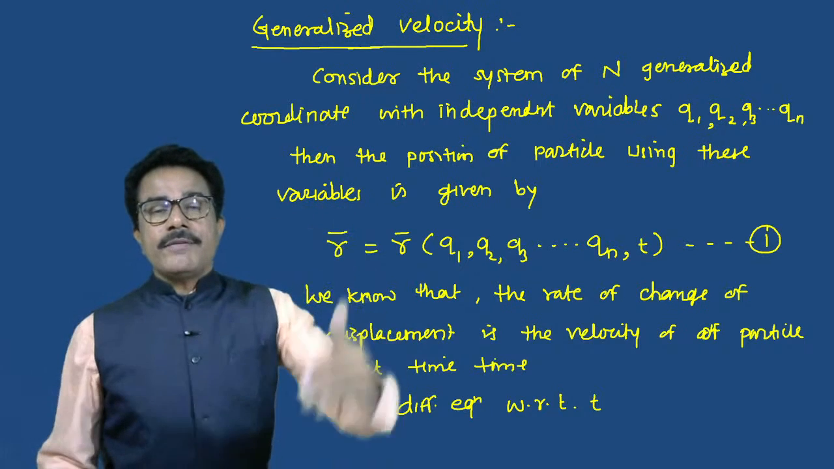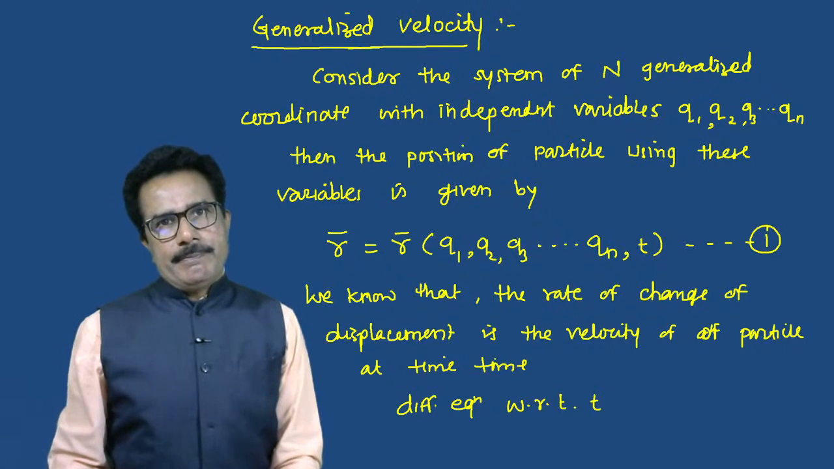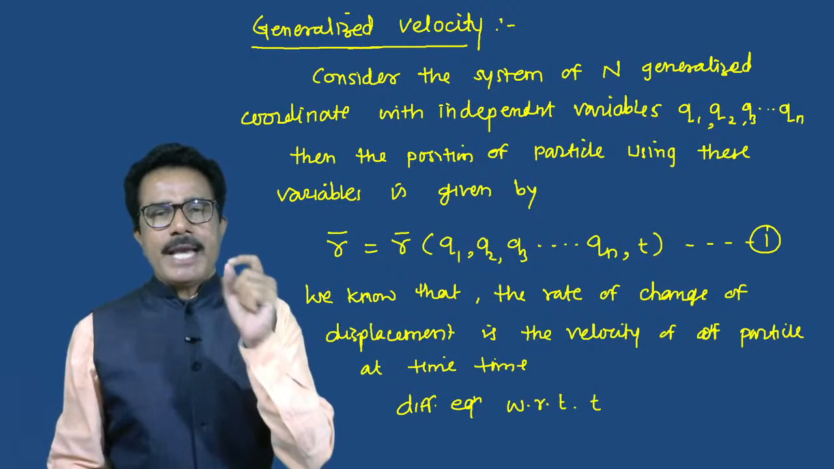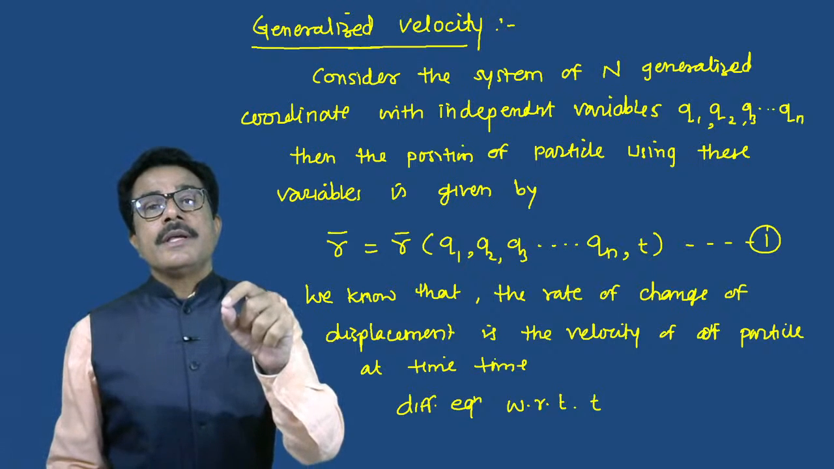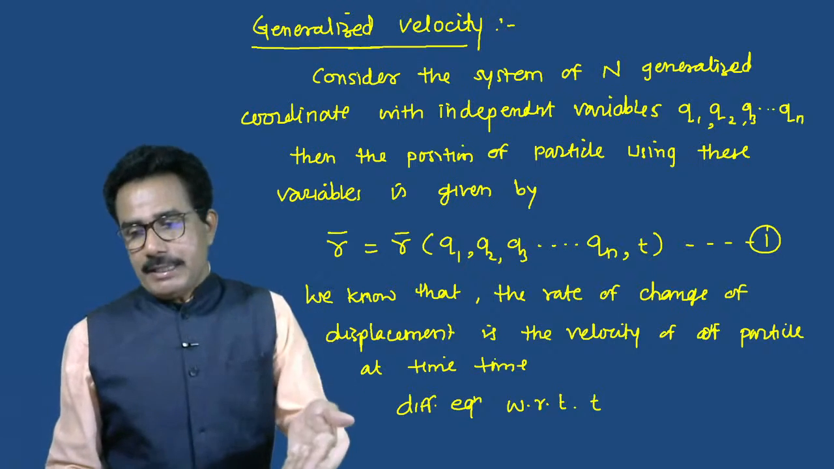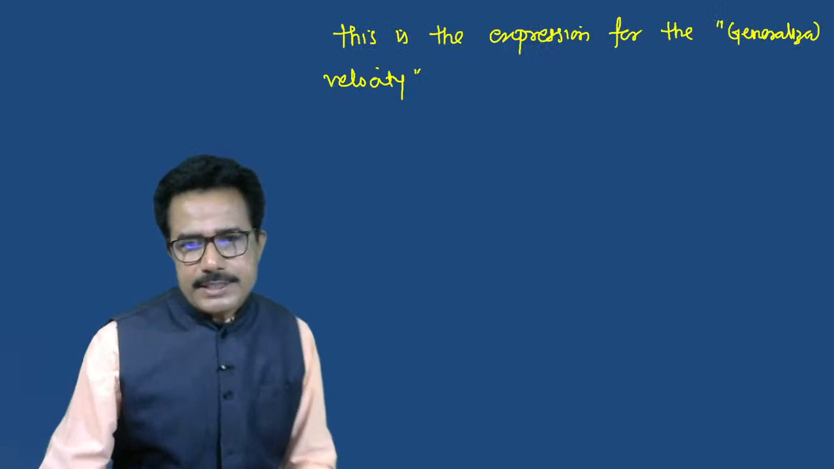If the number of independent variables is more than 2, what do we have to do? You have to take the derivative in the form of a partial. So we take the partial derivative and thus we get the result.